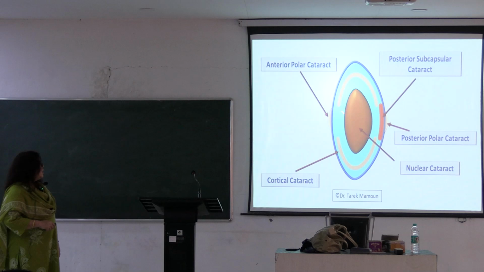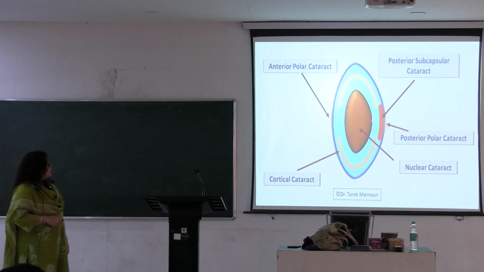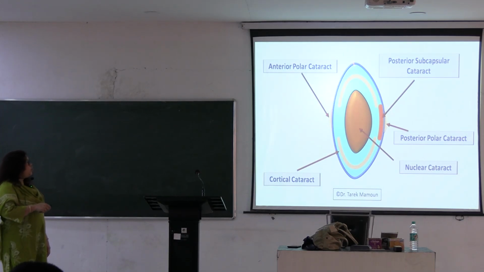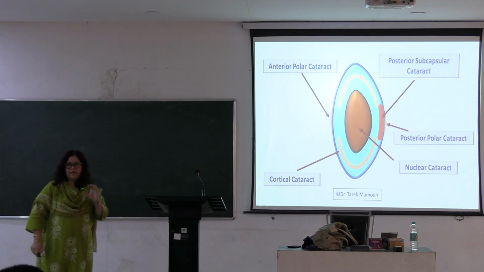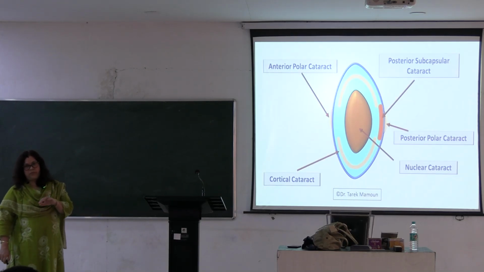Then this is the posterior subcapsular cataract. This blue line is the capsule and this light blue color is the cortex. So it involves the capsule as well as the subepithelial tissues, and it starts from the center and gradually grows towards the equator, downwards and upwards, and it affects the center part, the nodal part. That's why diminution of vision occurs early in case of posterior subcapsular cataract.